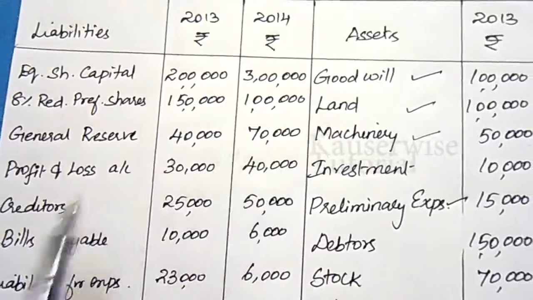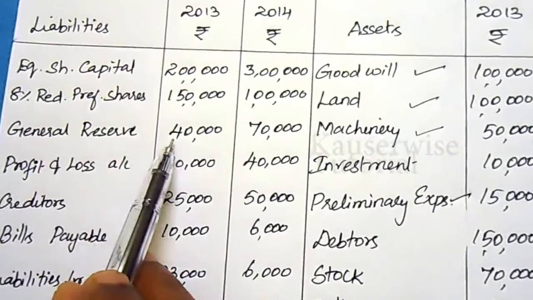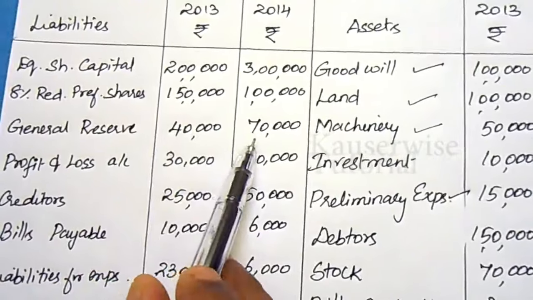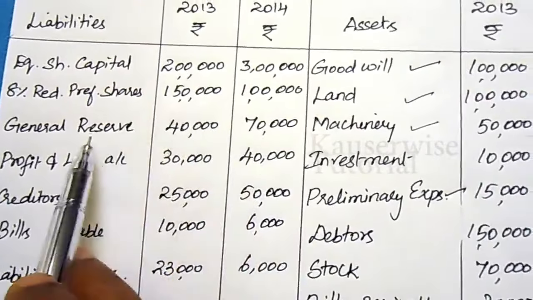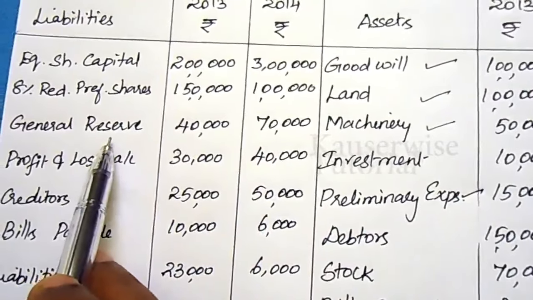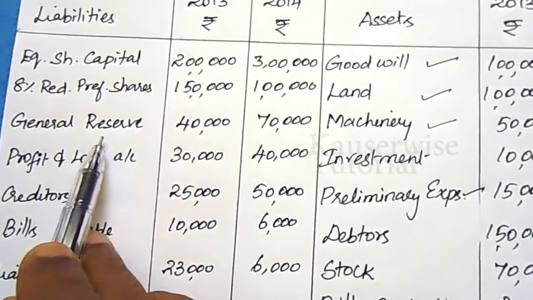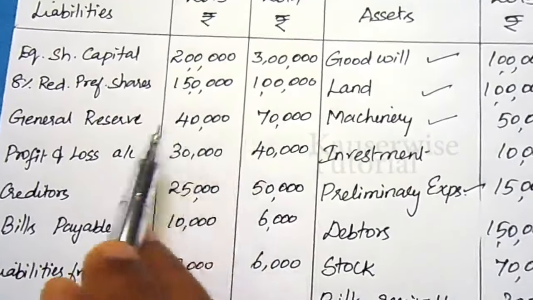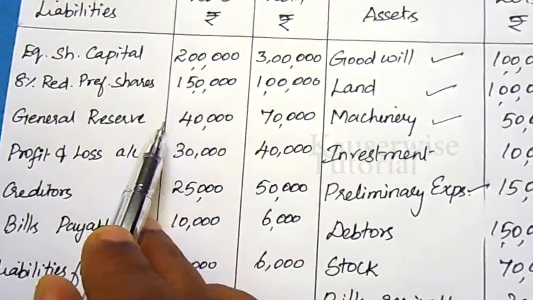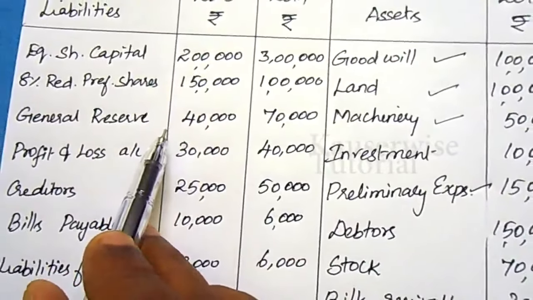Next, general reserve. General reserve last year 40,000, current year 70,000, 30,000 increased. This reserve is made out of net profit, so this is not going to decrease our fund. This is only a paper transaction. So the difference will be added back along with the net profit while you calculate the fund from operation.